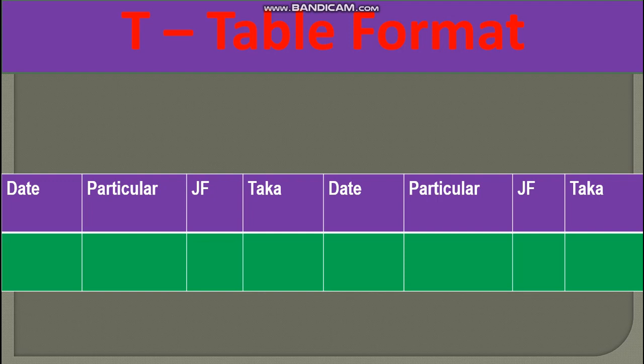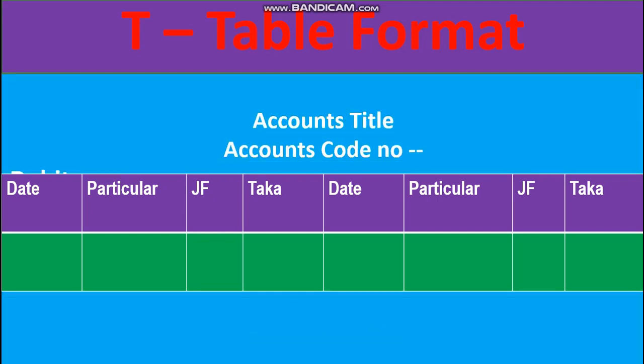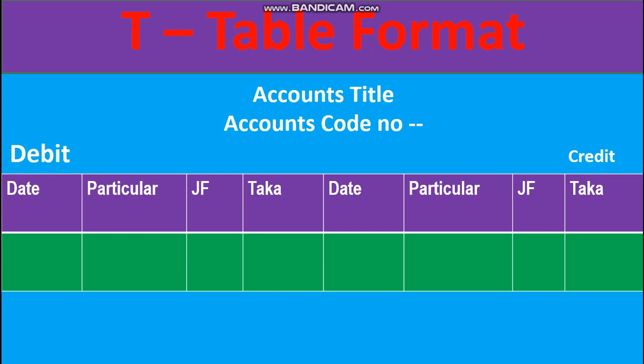Look at this. T table format is like this. At first you have to write account title, then account code number, debit, credit. In the debit side we have date, particular, journal page, taka, and in the credit side we have date, particular, journal page and taka. This is the format of accounts. This is the account title. This is called ledger also.